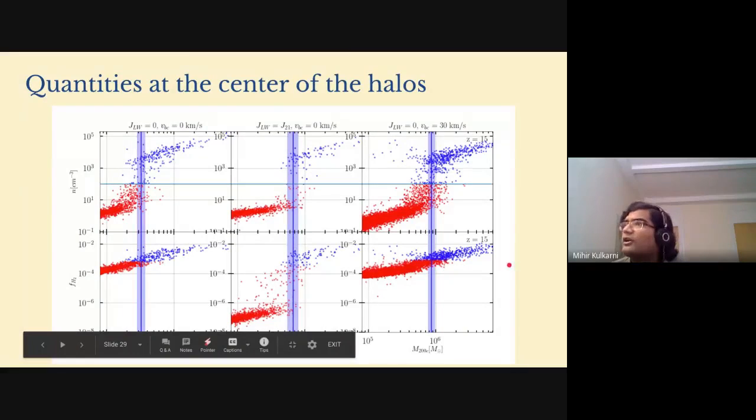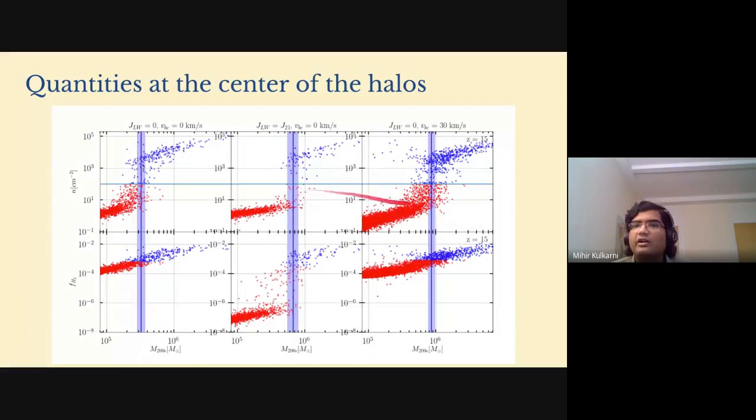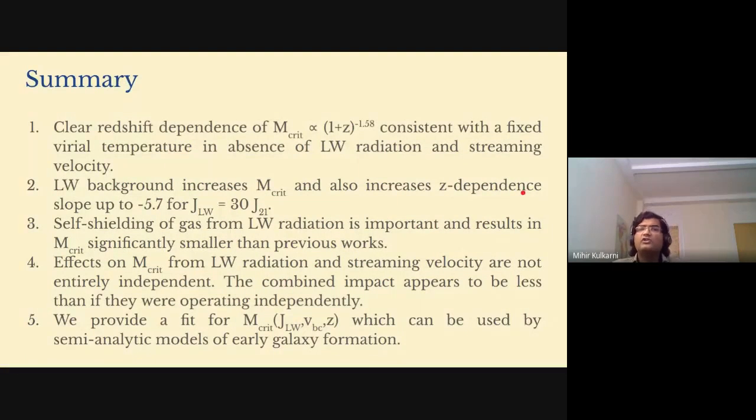Okay, for the time being I'll skip this slide, but if people have questions about it, I'll come back to it. So just to summarize this point, I mentioned what the critical mass is for population 3 stars.